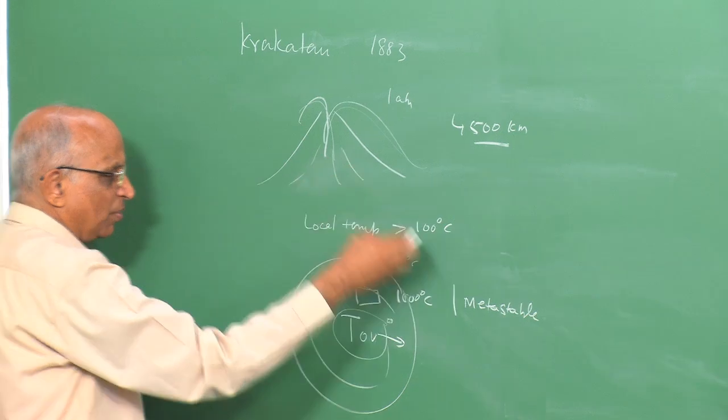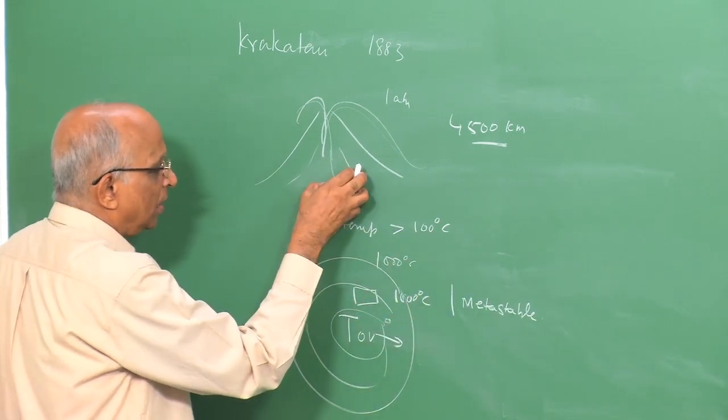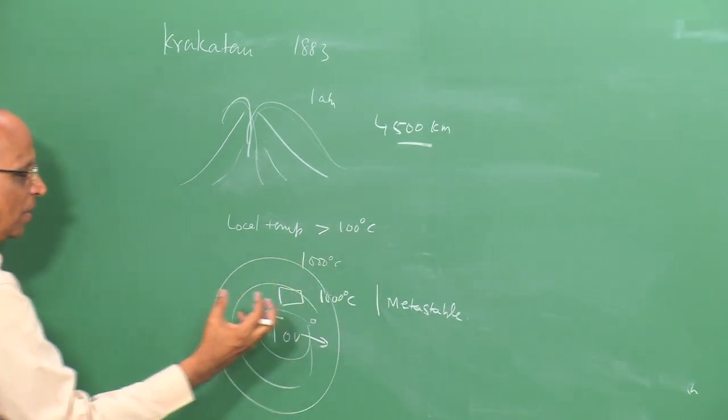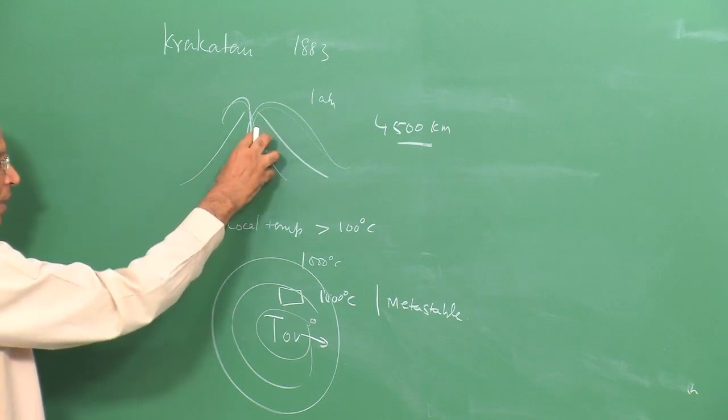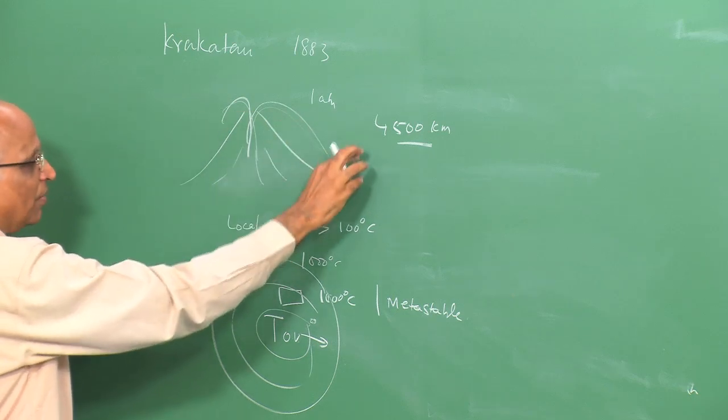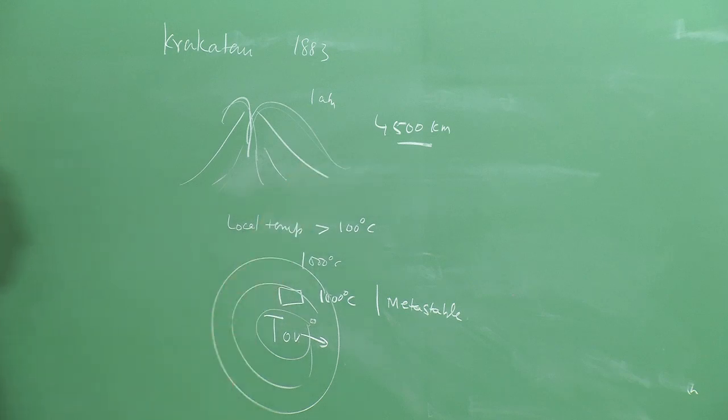Flash vaporization occurs because a metastable water is formed. This metastable substance cannot exist as a liquid. It flashes into vapor. The large volume of vapor compared to the volume of water drives or forms a shock wave or a blast wave, which is so strong that it travels over a distance of 4,500 kilometers. Well, this is the first example.